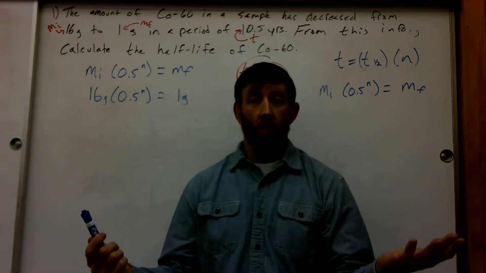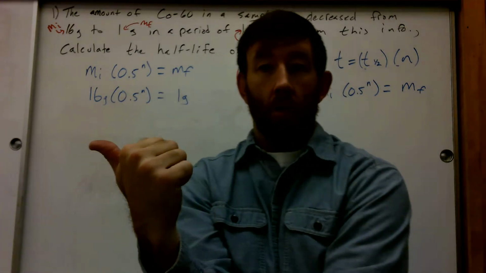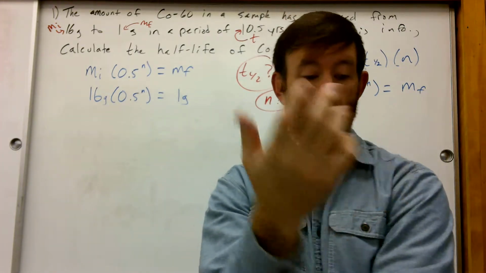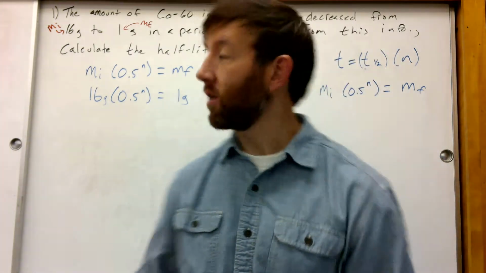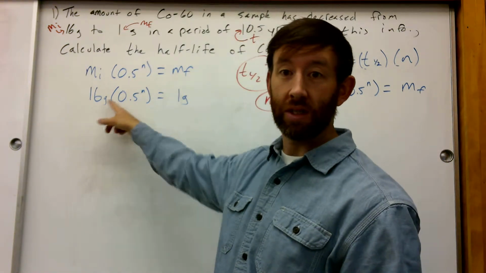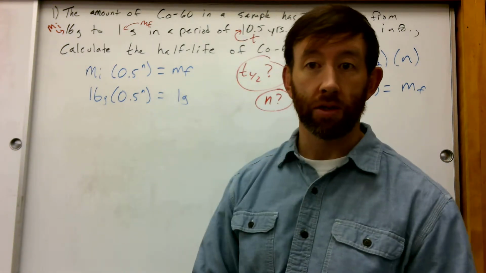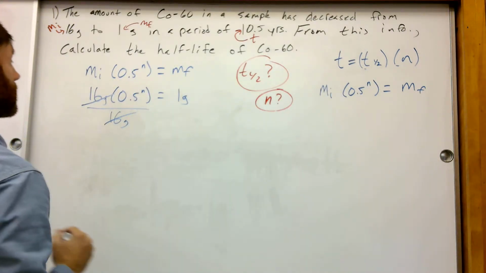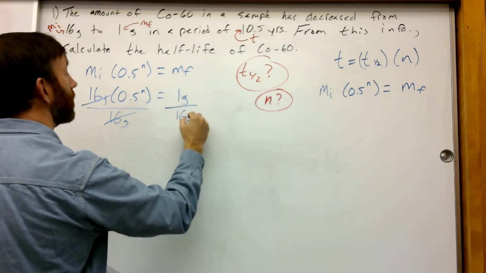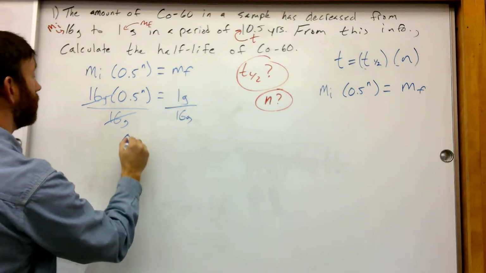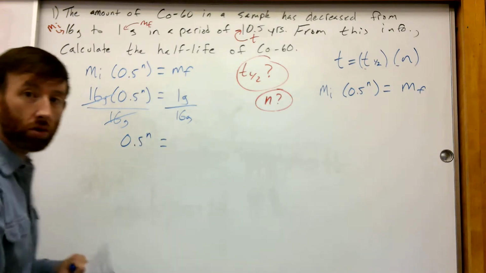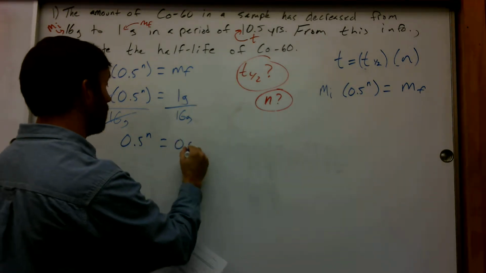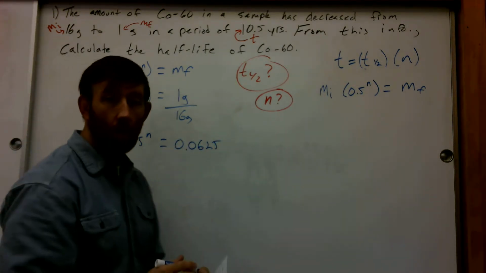So what I do in algebra first is take whatever I can combine from both sides of the equation to simplify a little bit, okay? And so what I'll do next is divide both sides by 16 to simplify that. I get rid of the 16 on that side, over 16 grams. And what I get is 0.5 to the N power equals 0.0625. All right.